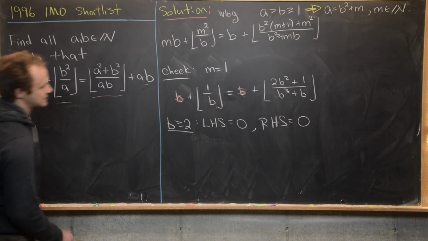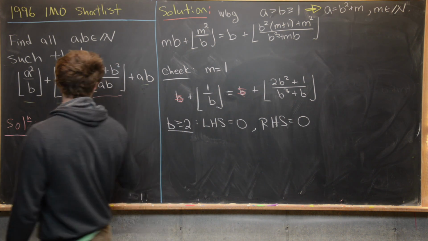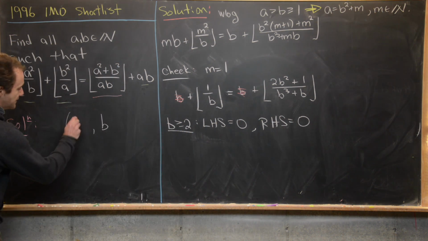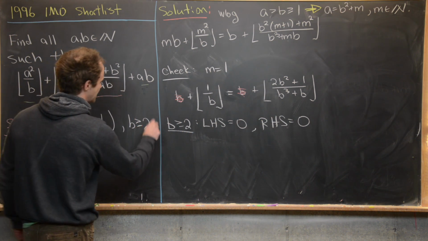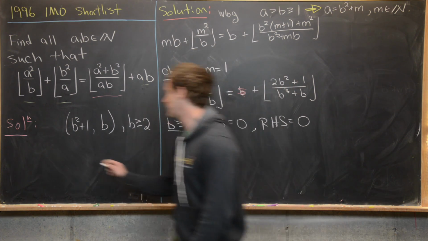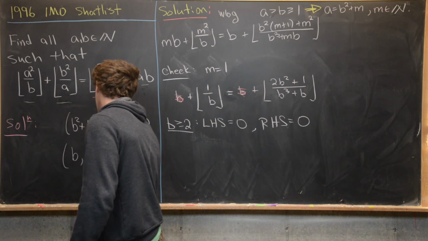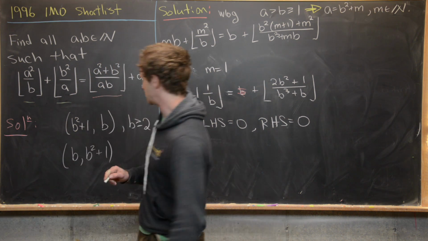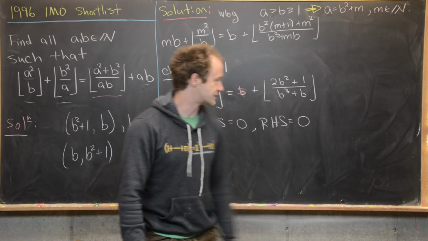So that gives us a family of solutions which look like this. So we've got b, and then we've got b squared plus 1, and this is going to be for b bigger than or equal to 2. And then we've got the companion version, which is b squared plus 1, b, from switching a and b like we discussed much earlier. And again, that's for b bigger than or equal to 2.